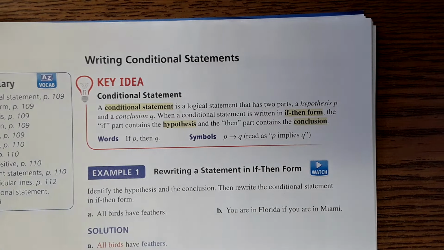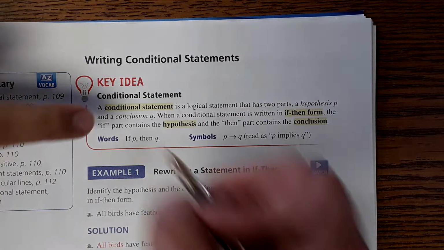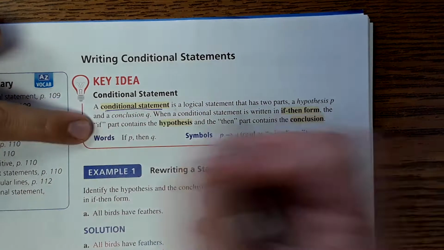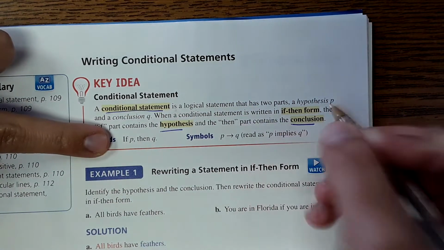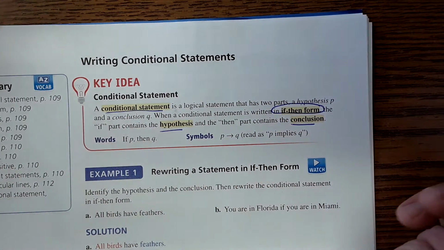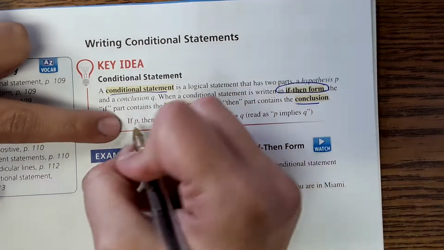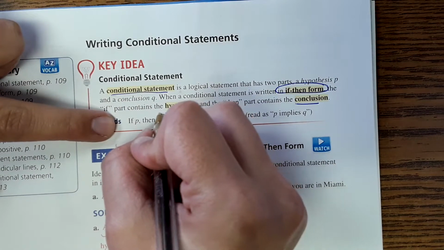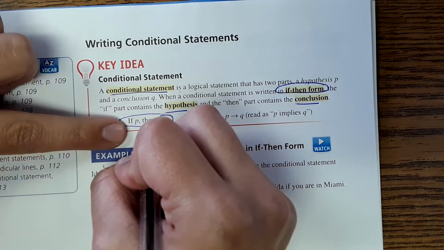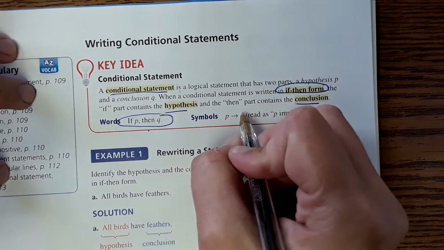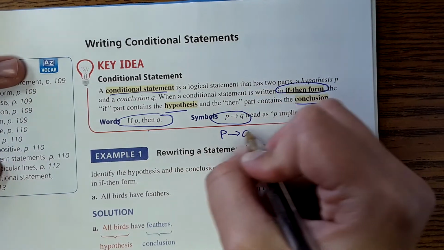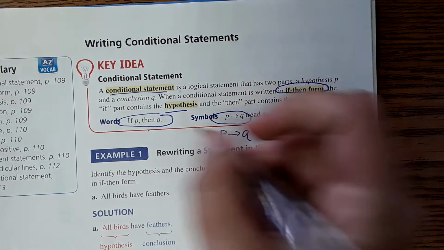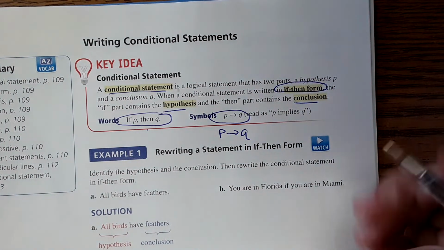Okay, so a conditional statement, I had mentioned, is the if-then statement. It has a hypothesis and a conclusion. It's often in the if-then form, but doesn't have to be. If we were to abbreviate, it's if P, then Q, and we'll see this a couple times. If you see P then Q, or P implies Q, that is for a conditional statement.